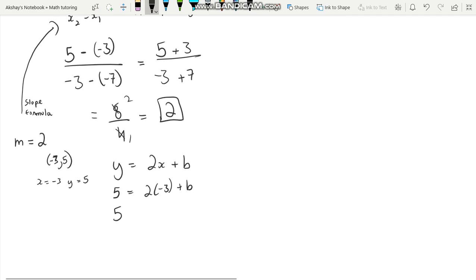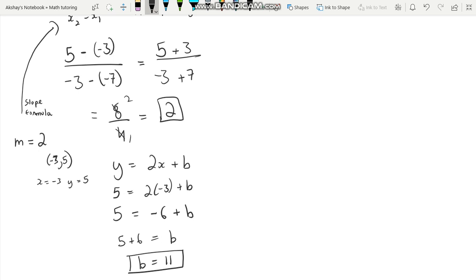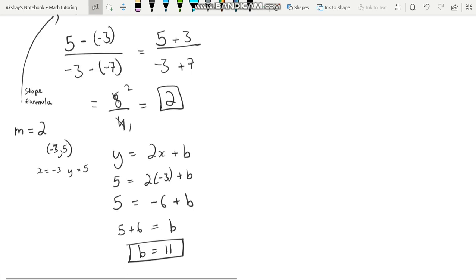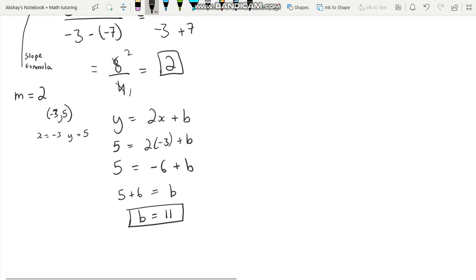So y is equal to 5, x is equal to -3 plus b, of course. Now we have 5 is equal to -3 times 2 gives me -6 plus b. Bring my 6 to the other side, which will give me 5 plus 6. So I know now that my b is equal to 11. There we go. I have my slope and my y-intercept, so now I can define my function as y is equal to 2x plus 11.